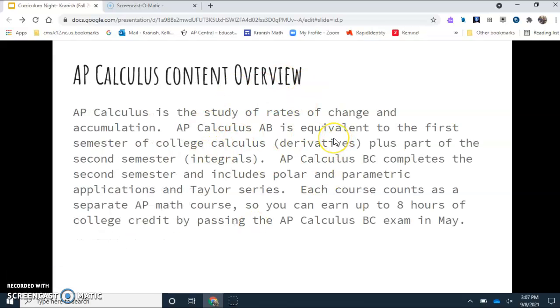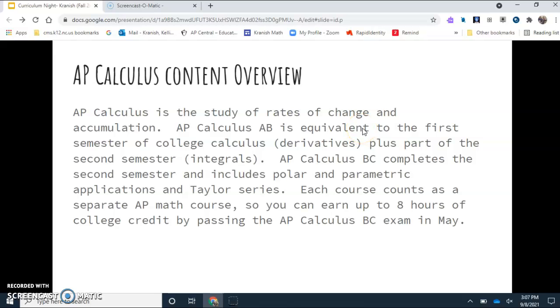Now to jump over to AP Calculus for a second. AP Calculus is the study of rates of change and accumulation. AP Calculus AB is equivalent to the first semester of college calculus. It will mainly cover derivatives plus part of the second semester, integrals. Then AP Calculus BC completes the second semester and includes polar and parametric applications and Taylor series. Each course counts as a separate AP Math course, so you get to earn up to 8 hours of college credit if you pass the AP Calculus BC exam in May.